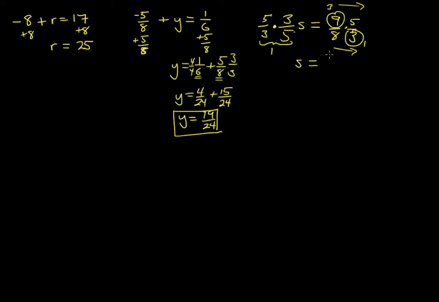Anyway, 3 times 5 is 15, and 8 times 1 here is 8. S is equal to 15/8. Now, it's not a bad idea to check these as you're doing them. Check them with your calculator or something. Plug whatever you get in for S in the original equation and see if you get a true statement, so you get the same number on both sides of the equal sign. You can use a calculator for that. That's fine.